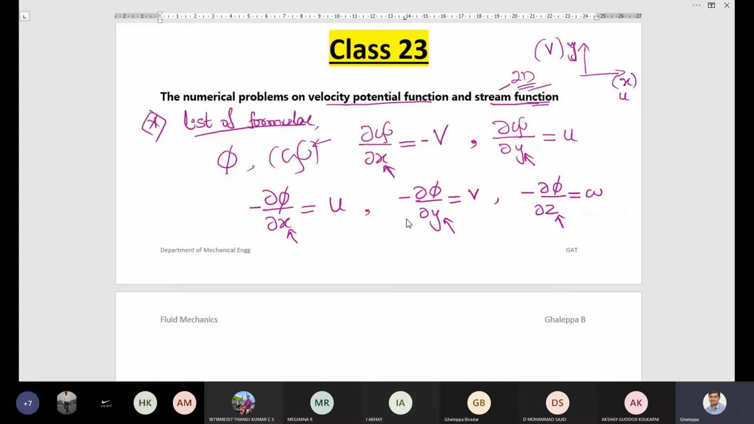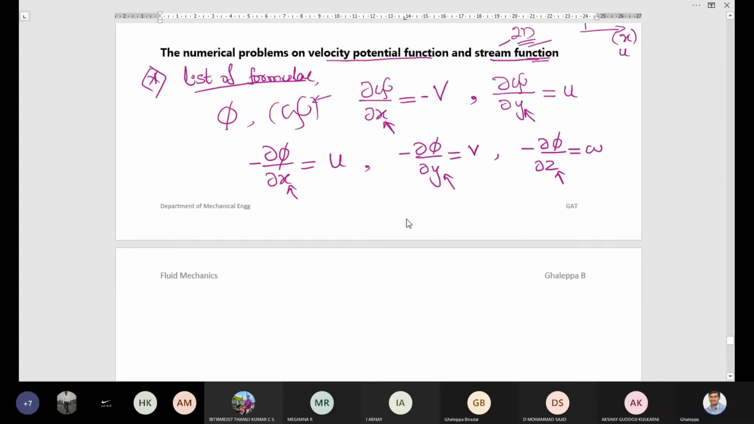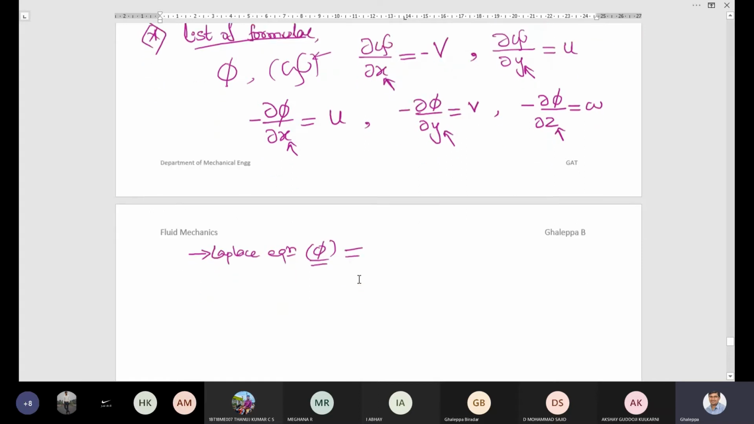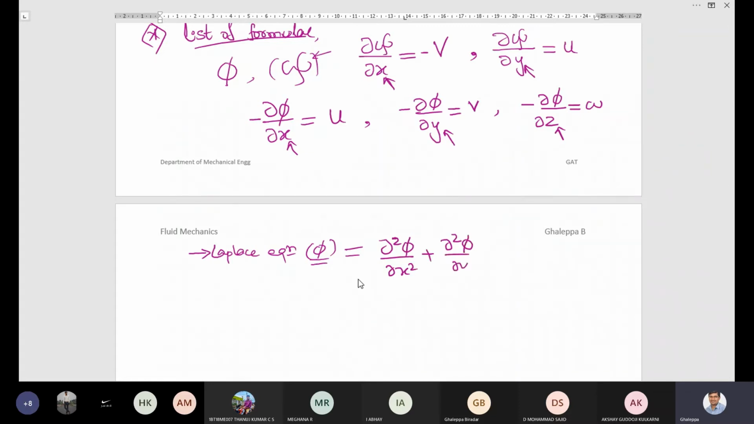One more formula, I will write the Laplace equation. First you will write the Laplace equation for velocity potential function phi: dou square phi upon dou x square plus dou square phi upon dou y square is equal to 0.